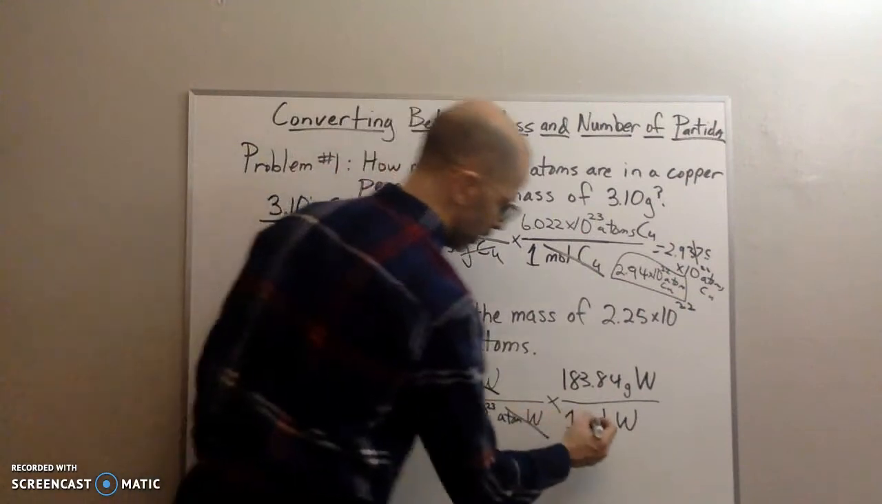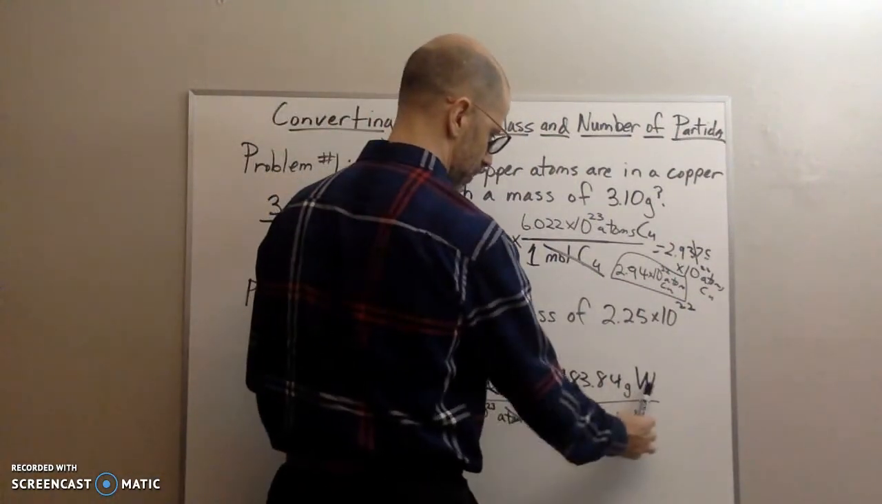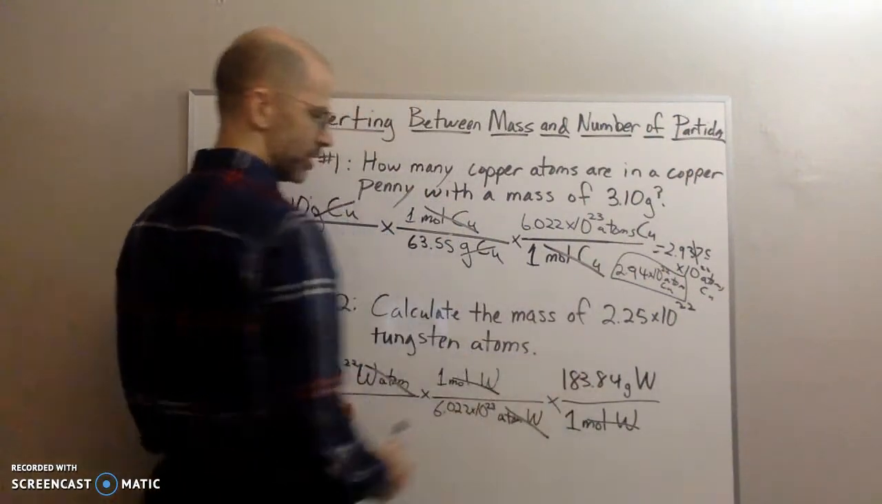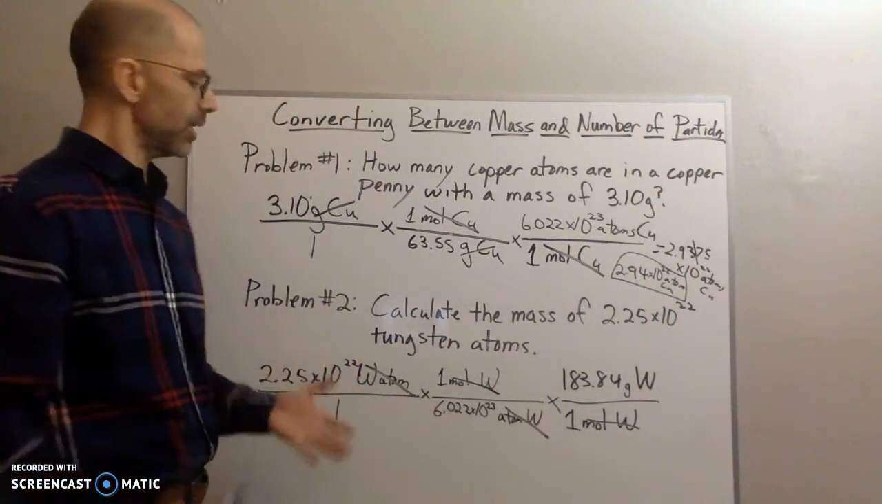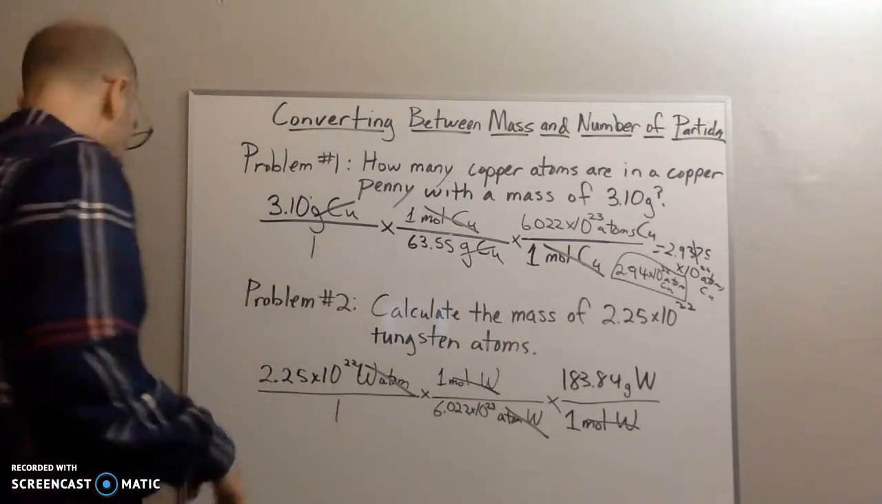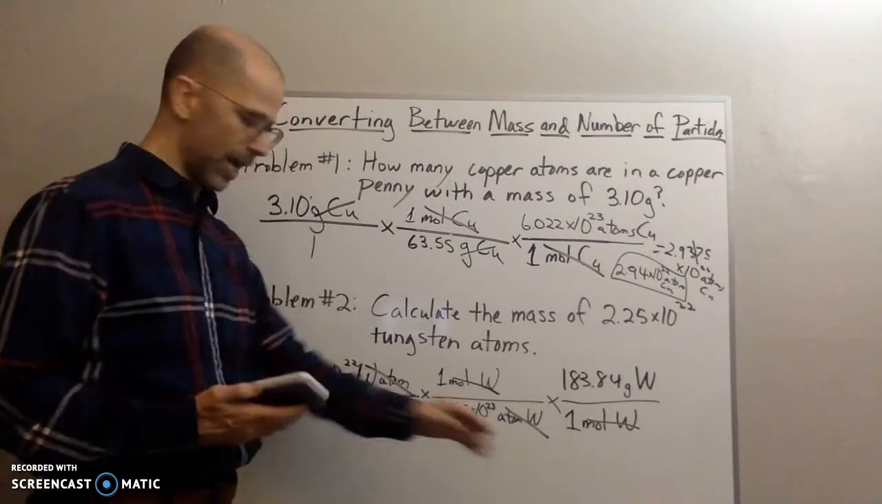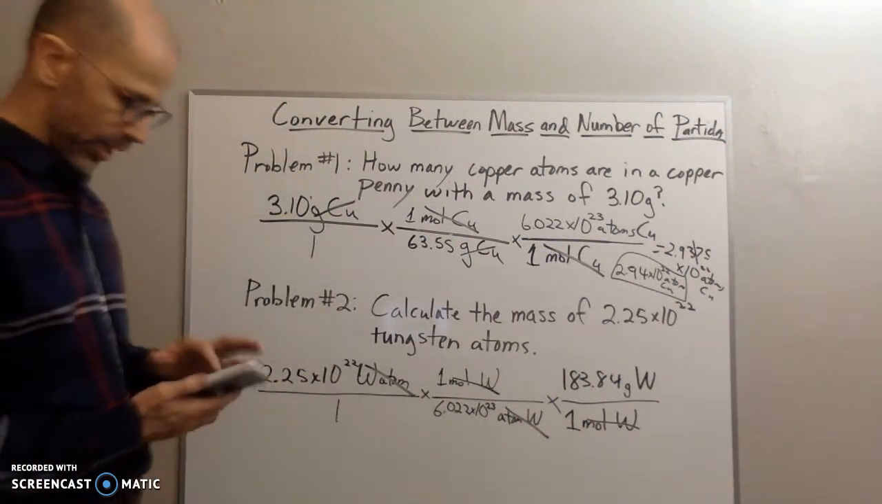So moles of tungsten cancel out. I'm left with the mass in grams. The mass is what they're asking for. I am done. So now all I need to do is calculate. So I'm going to grab my calculator. I'm going to multiply across the top, divide by the bottom. Okay, let's try this out.